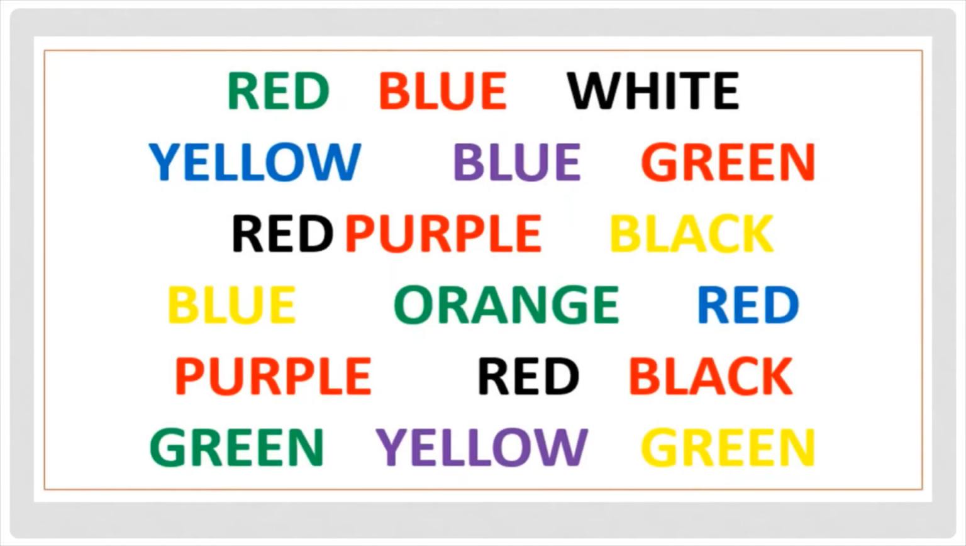Before we proceed to our lesson, let's have a short brain twister activity. This is entitled Read My Color. Read the following words according to the color of the word. Example, red. Instead of red, you will read this word as green because the color of that word is green. Ready and go.